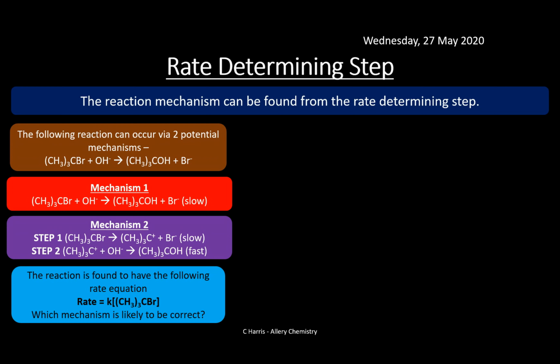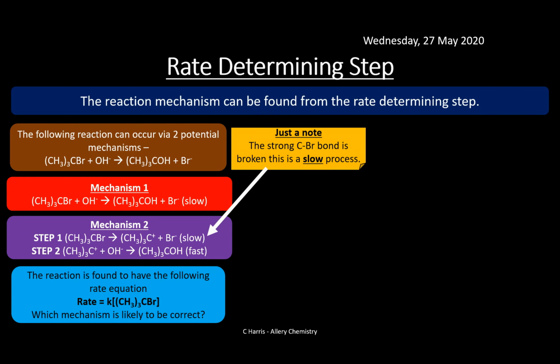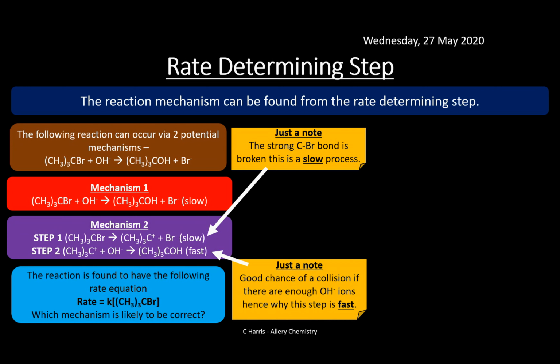So just a few things to note here. In this example, the strong C-Br bond in the haloalkane is broken, and this is a slow process because it needs a lot of energy to do that. And the second point here, this one's fast because there's a good chance of collision if there's enough OH minus ions floating around, hence why this is a fast step. So this is fast because we're reacting a positive and a negative together. This is going to have no problems reacting at all, but trying to break this C-Br bond is going to be quite difficult, so that's a slow step. That's why that's a slow one.